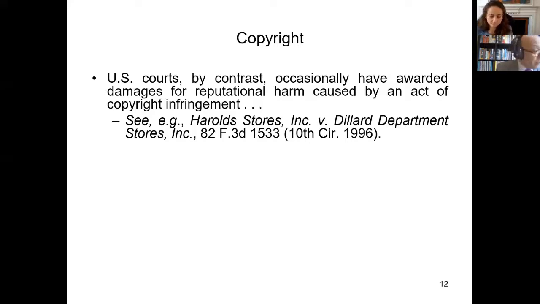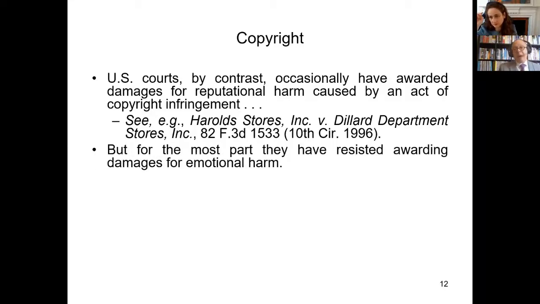that was the amount of their goodwill, but also expert testimony based on a survey of female college students, women who saw the infringing skirts at the defendant's store, said they were somewhat less likely to purchase clothes at Harold's within the next year because they would think it was overpriced. It seems a bit attenuated to me, but nevertheless, the court did award damages for reputational harm in that case. For the most part, however, courts in the US have resisted the urge to award damages for emotional harm in copyright cases, and I will come back to that in a few minutes.